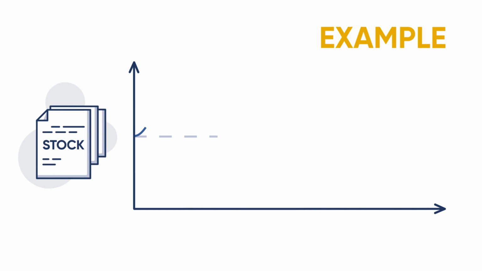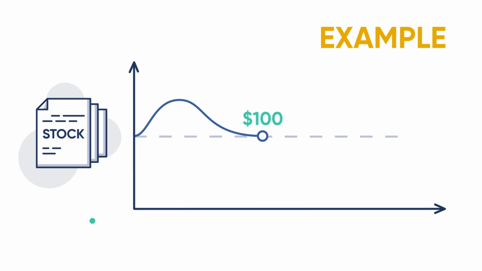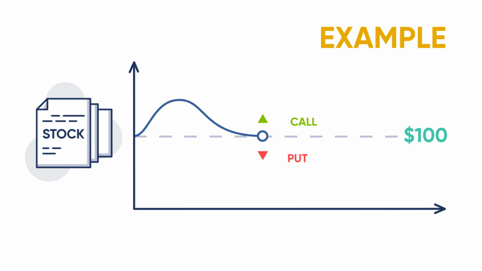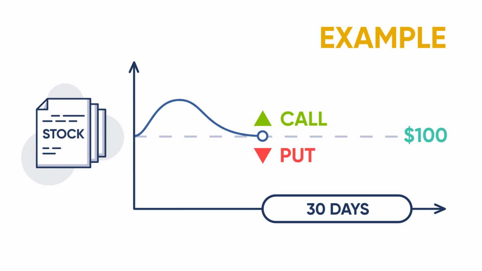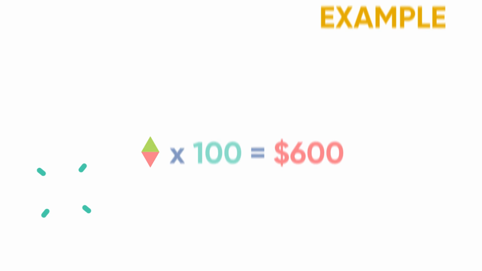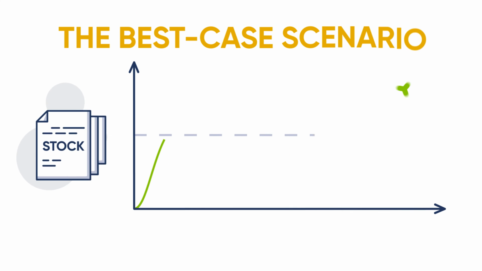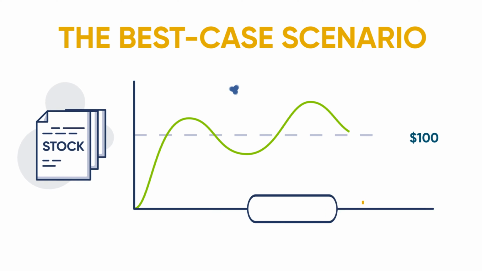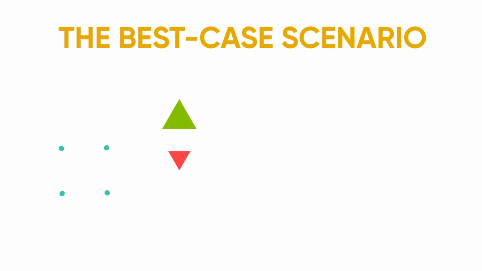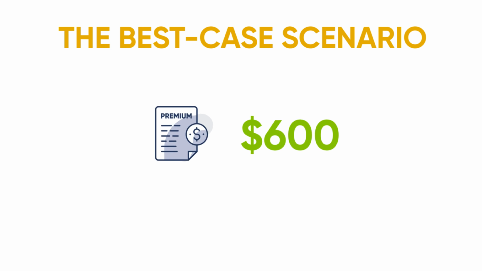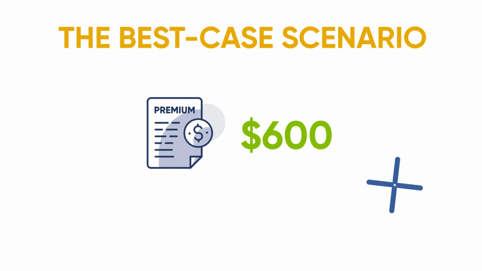Let's assume XYZ is trading at $100 and you don't believe it's going to stray from that price for the next few weeks. So you sell the 30-day $100 strike straddle for a net credit of $6, which in notional terms is $600 per short straddle. The best case scenario here would be to have the stock sit exactly at $100 until expiration. In this case, both the call and the put on the 100 strikes would expire without value, and you would be able to keep the full premium of the straddle you sold.